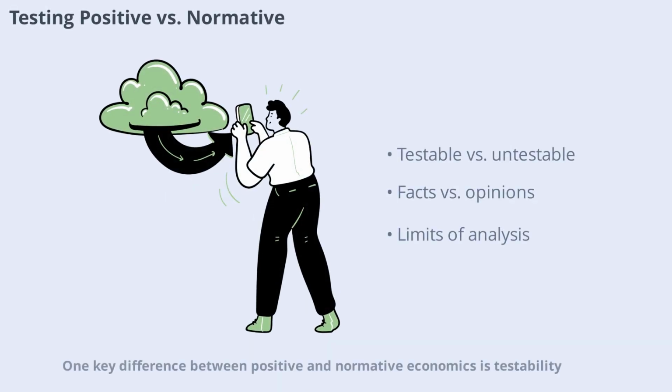One key difference between positive and normative economics is testability. Positive statements can be tested and proven true or false using data and analysis. Normative statements, on the other hand, cannot be tested in the same way because they are based on opinions and values. This distinction is important for understanding the limits of economic analysis and the nature of policy debates.